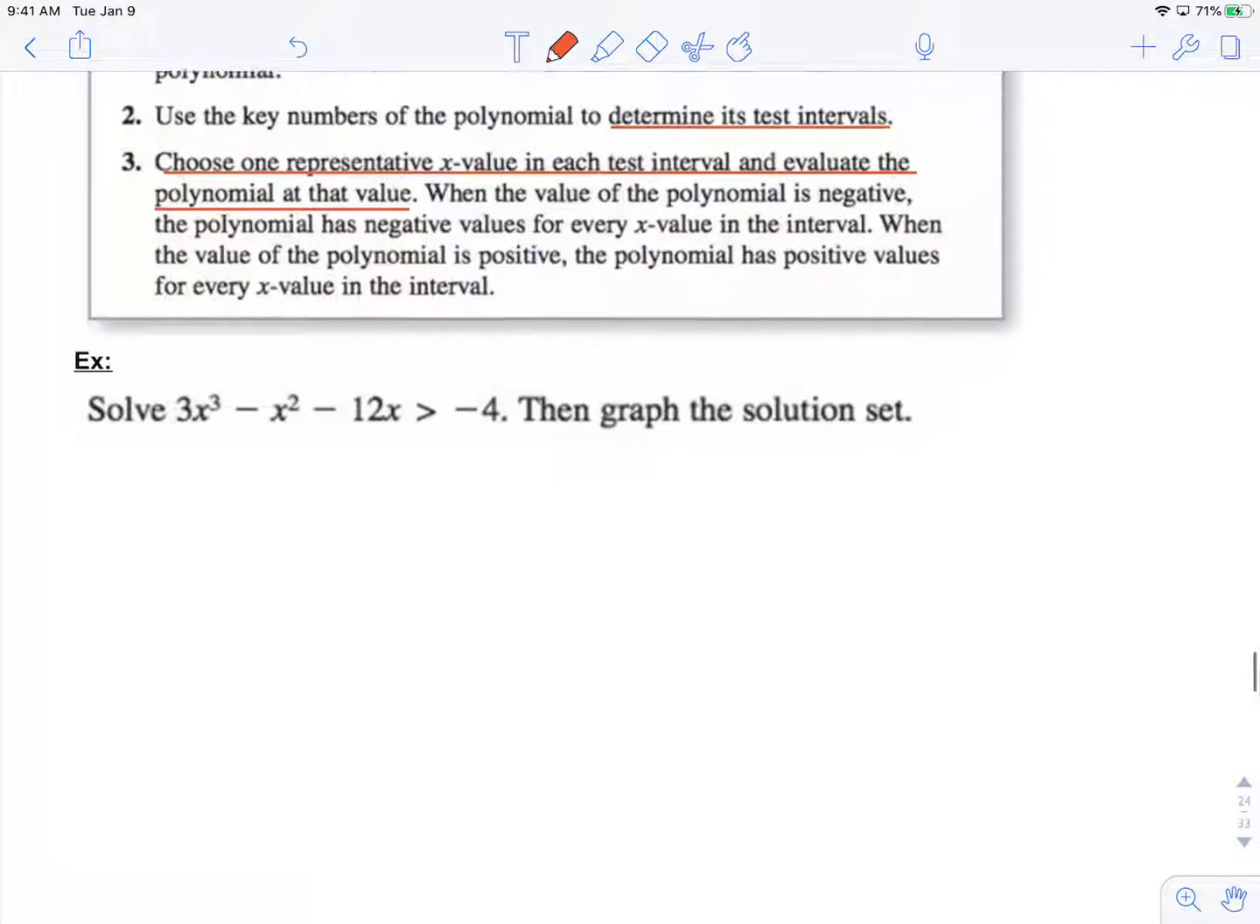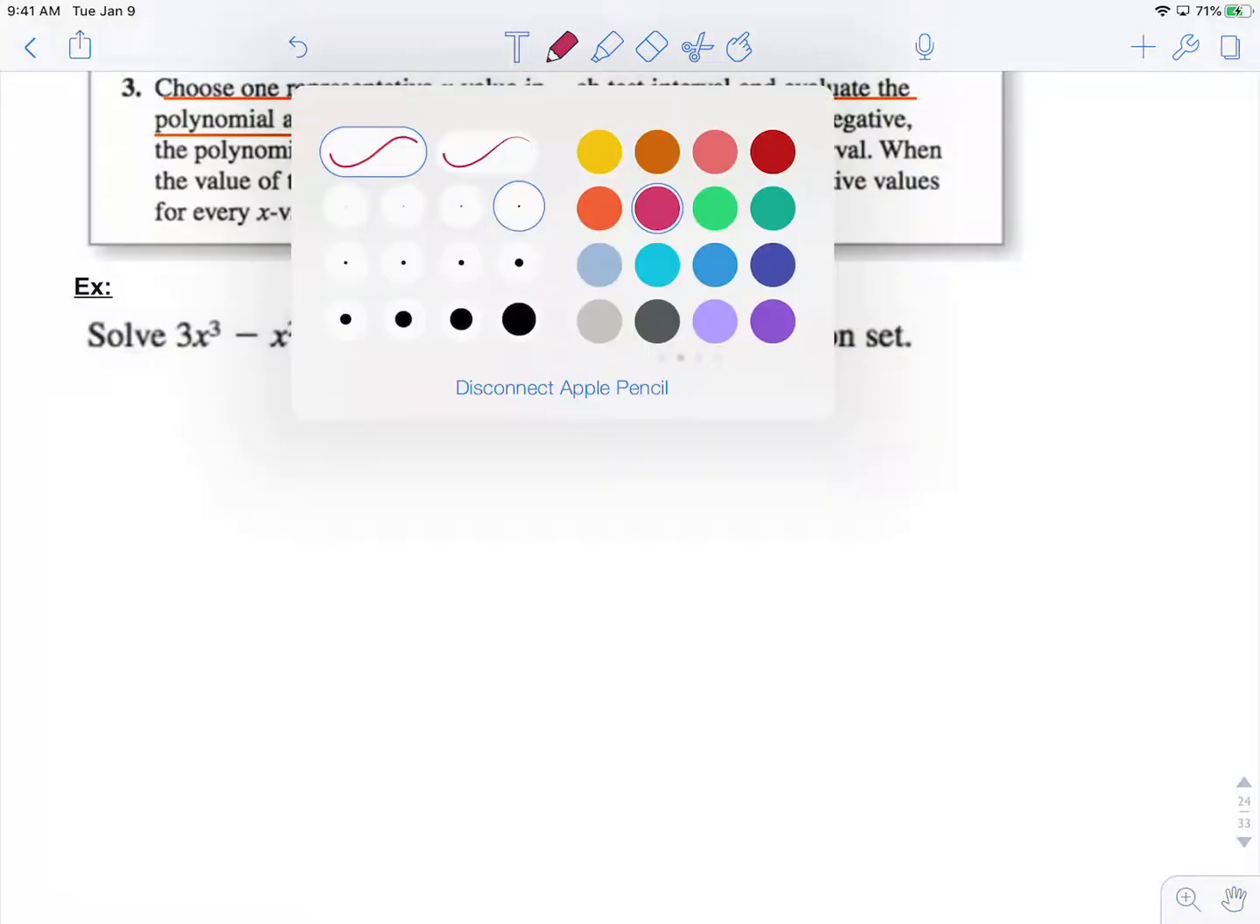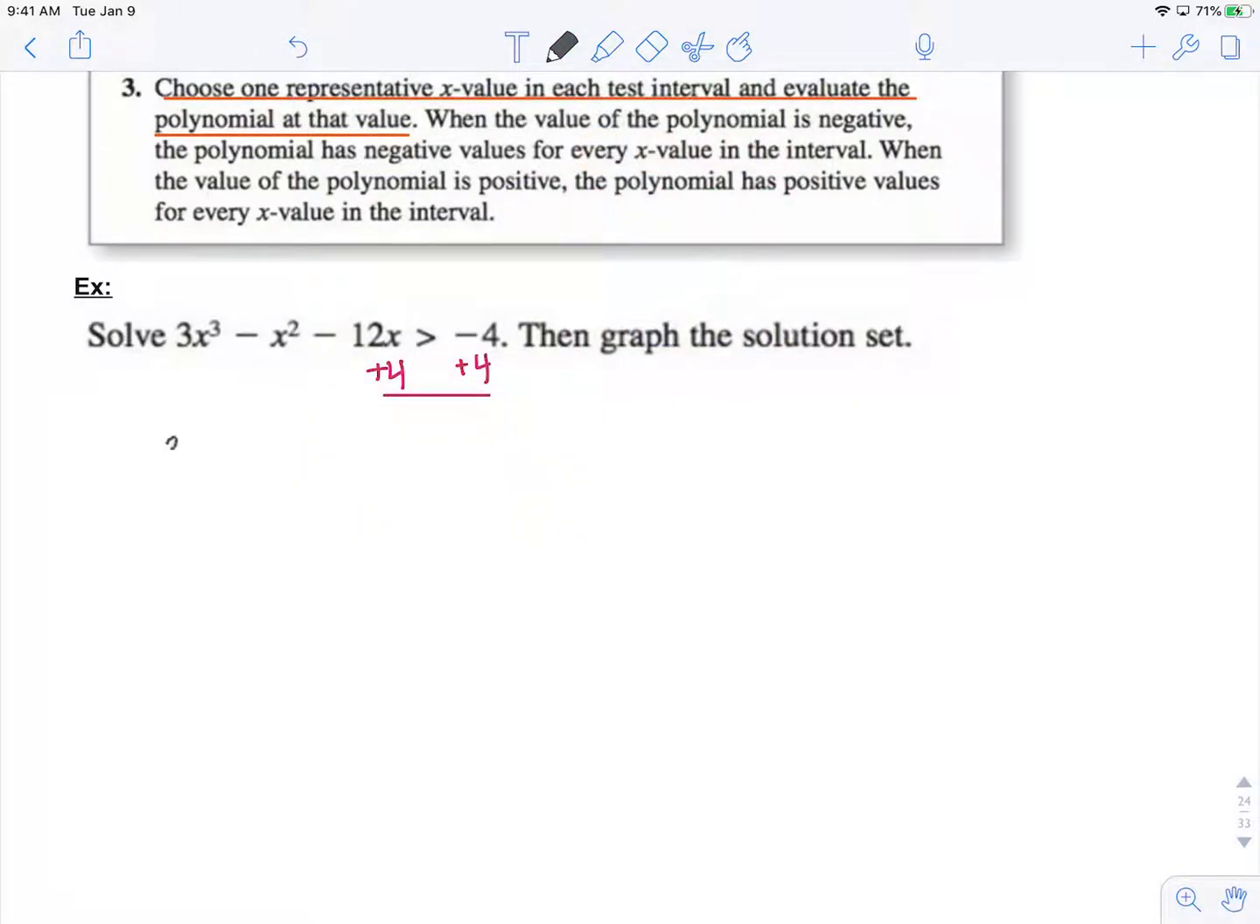So just like a polynomial equation, we need to start by getting our inequality with 0 on one side. So I'm going to add 4 to both sides here. Now I have the polynomial 3x cubed minus x squared minus 12x plus 4 is greater than 0. So this is asking us, when is this polynomial greater than 0? Or when is that polynomial positive?